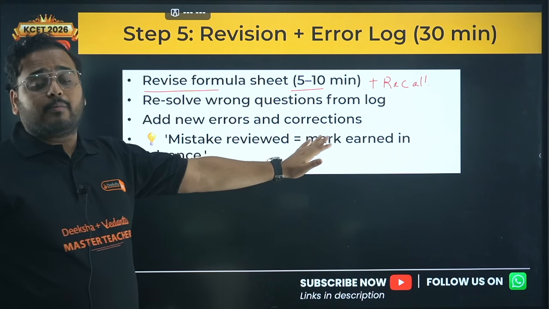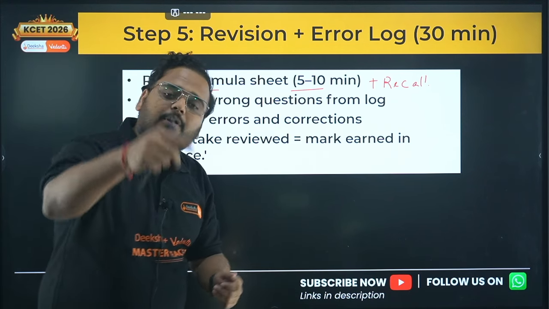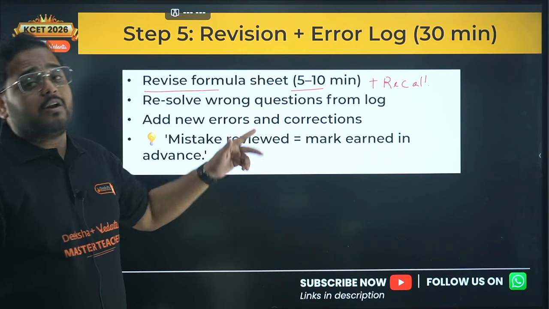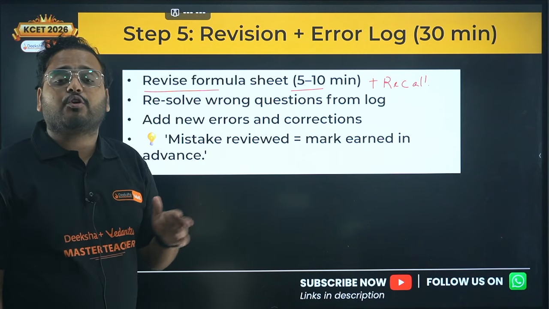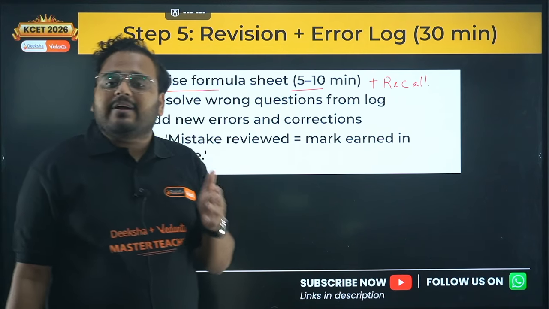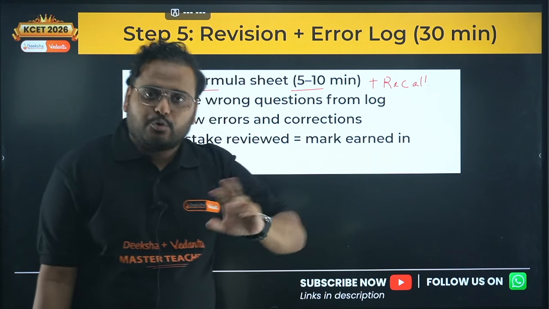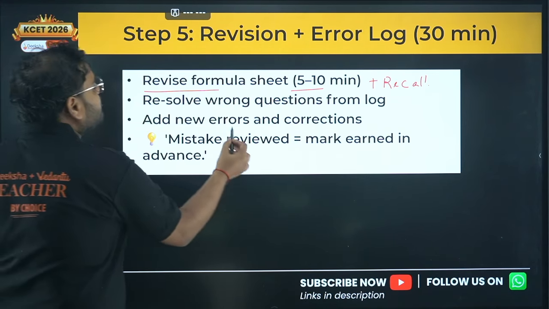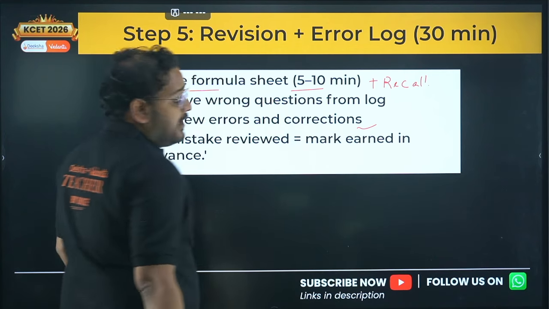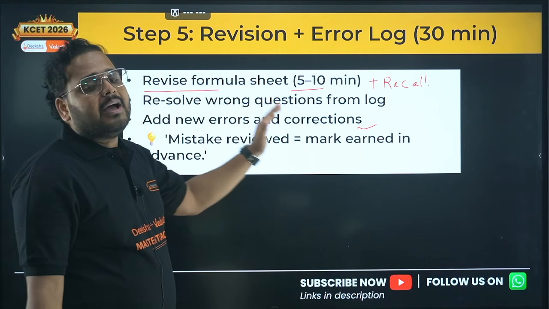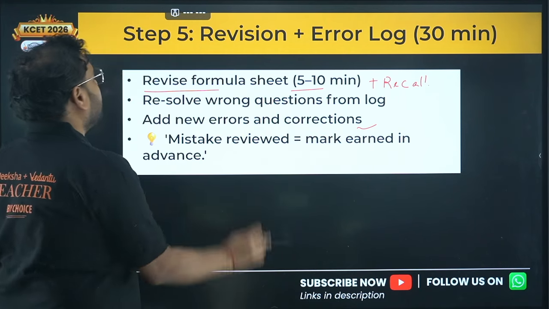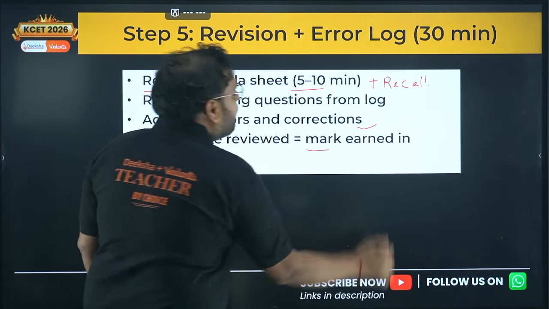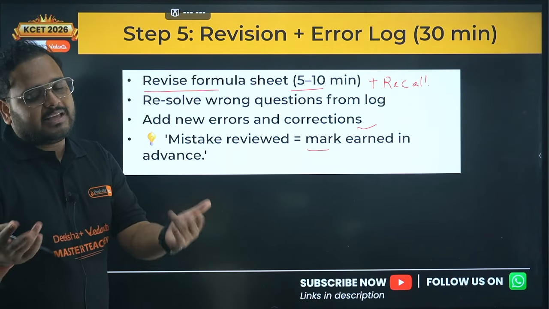Resolve wrong questions from the log. So you have maintained the error log, right? From there, whatever mistakes you have made, resolve them. Don't just look at it. If it is difficult, solve it again and see for yourself whether you got it right or not. And when you're resolving it, do not take help. Add new errors and corrections. If you make new errors, add them in the error log and do some corrections of the previously made mistakes, as I said in point number 2. Mistakes reviewed is basically marks earned for your future KCET examination.